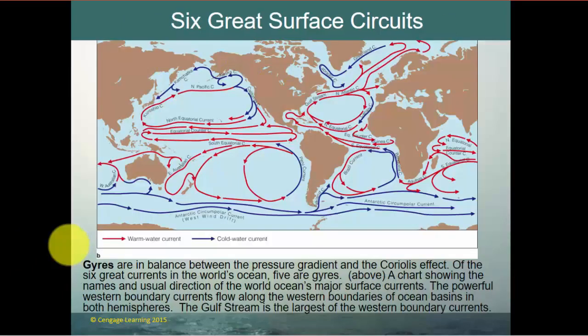All right, so this is what those 6 great currents look like, and of course the arrows indicate the temperature of the water. The Kuroshio carrying warm water north, the California Current carrying cool water south, Gulf Stream warm water north, and the North Atlantic taking that water all the way over to Western Europe.